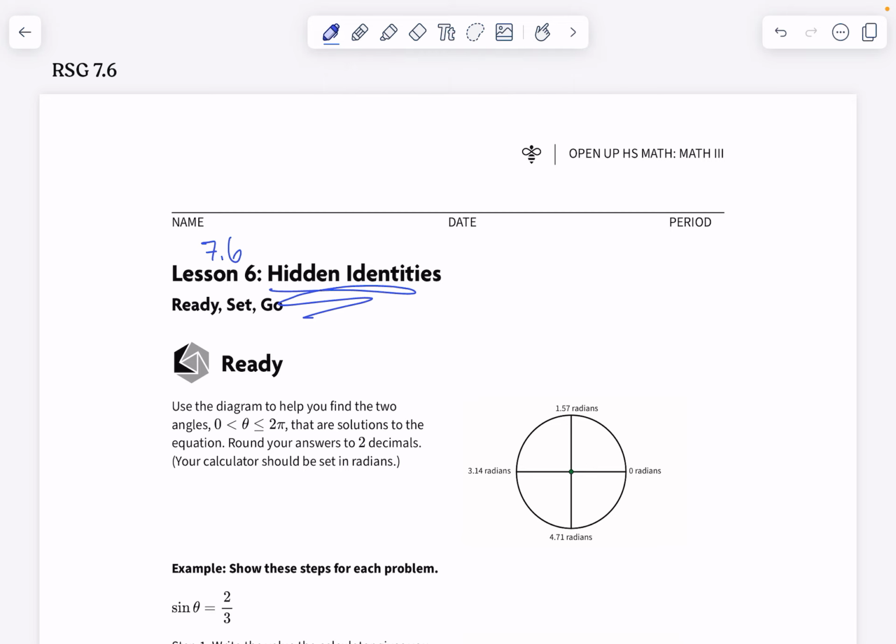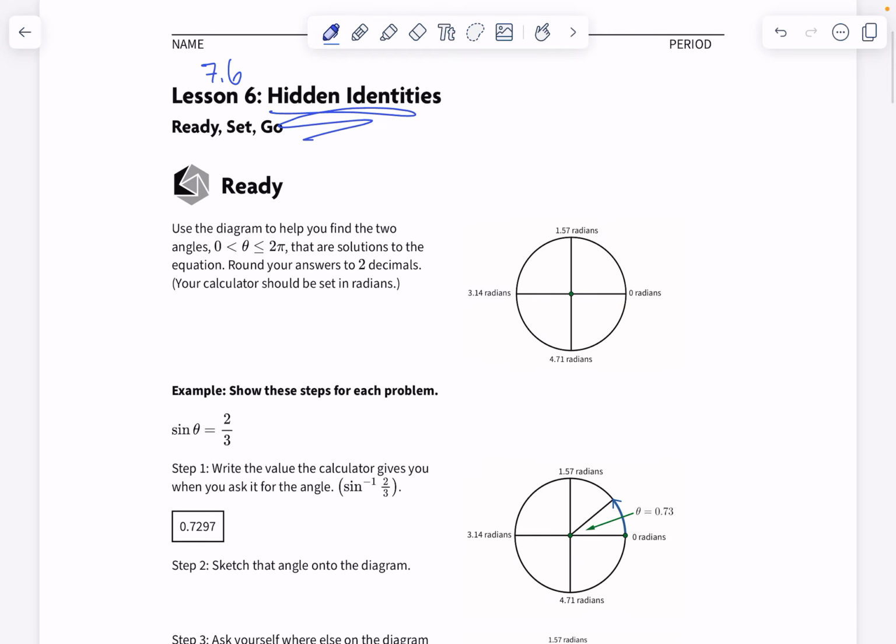Okay, so use the diagram to help you find the two angles between 0, not including, and 2 pi that are two solutions to the equation. Round your answers to 2 decimals. So we want to use 2 decimals. It's important to read the directions, and your calculator should be set in radians.